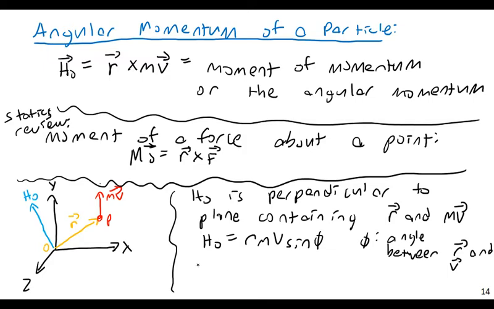Or this can also be said to be equal to r m v theta, where v theta, of course, is the tangential or the transverse velocity. And this is m r squared theta dot.